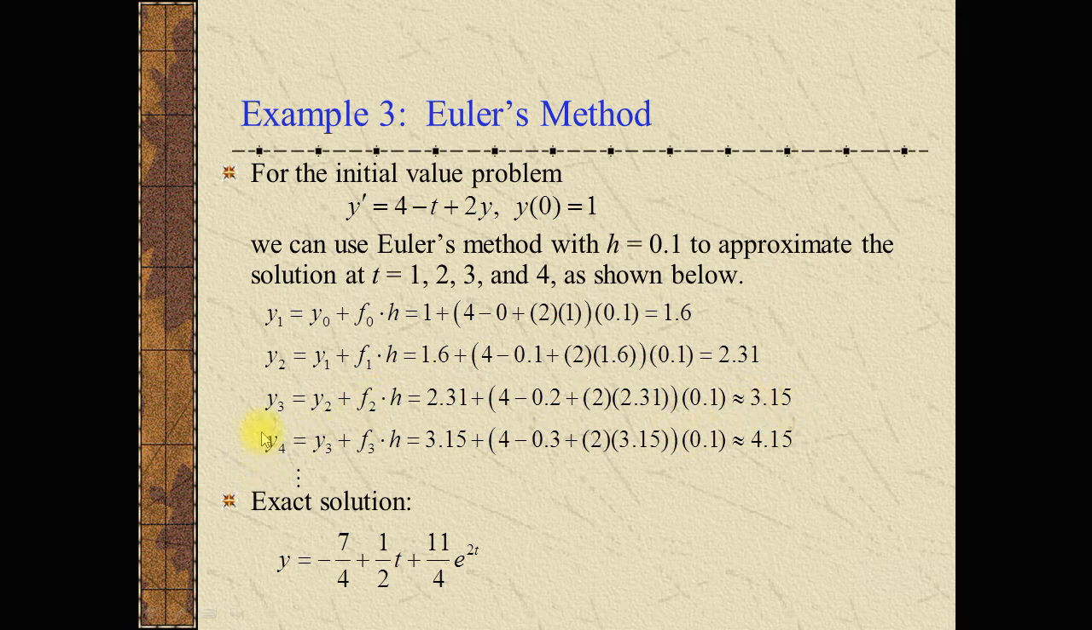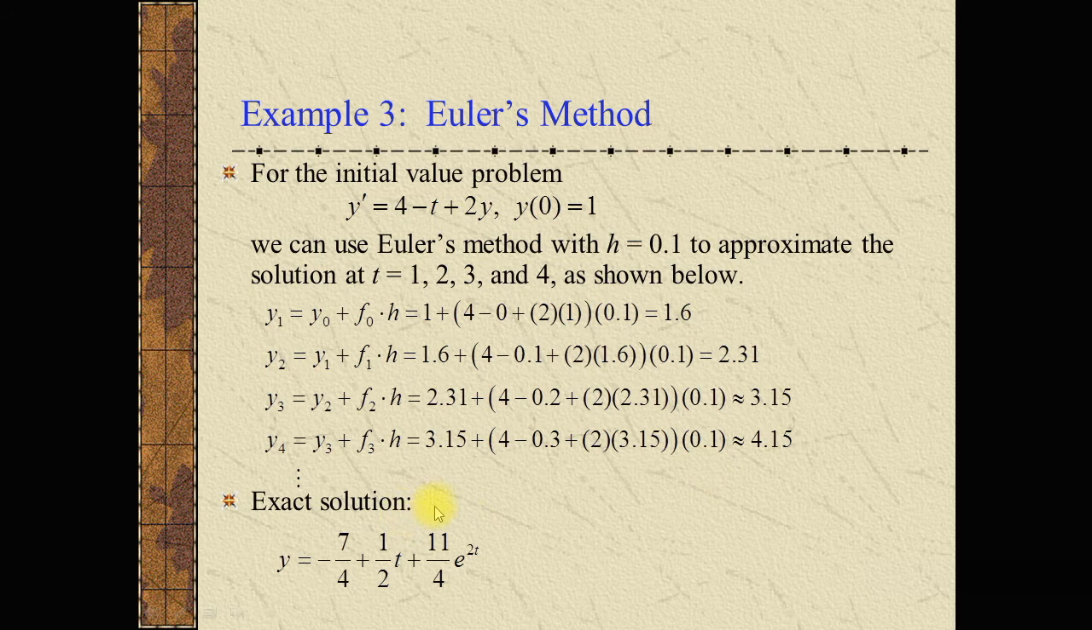Now for n is equal to 3, we obtain y4. y4 is equal to y3 plus h times the function at t3 and y3. So the y3 value is 3.15, plus 4 minus t3. The t3 value is 0.3, according to the step size 0.1, plus 2 times y3. The y3 value is 3.15, now times the step size 0.1. Now after simplifications we obtained the fourth solution. The fourth approximate solution is 4.15.